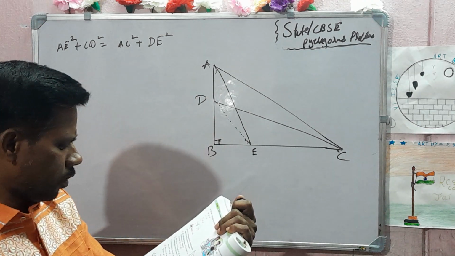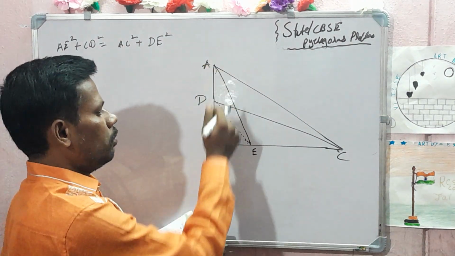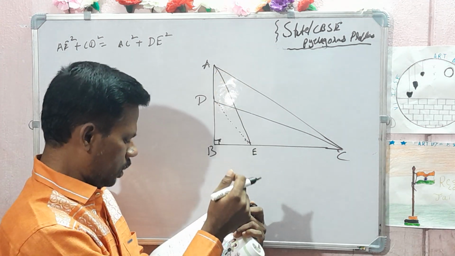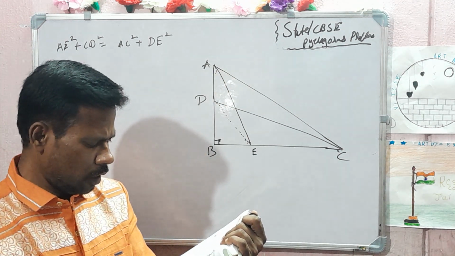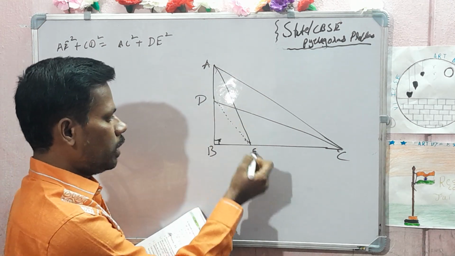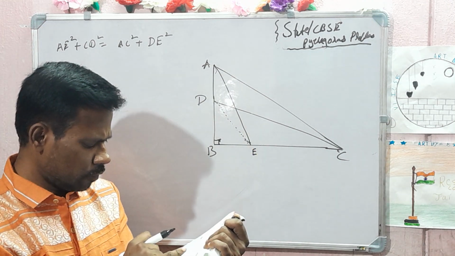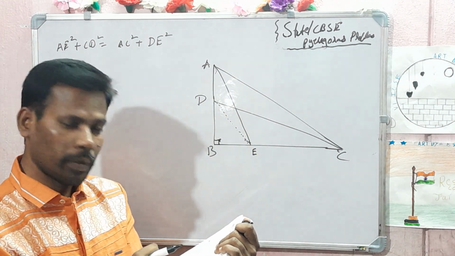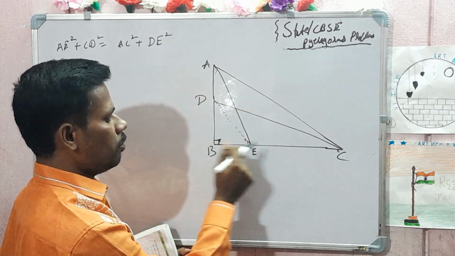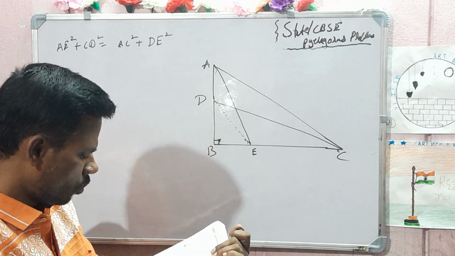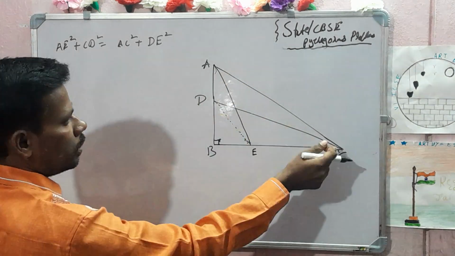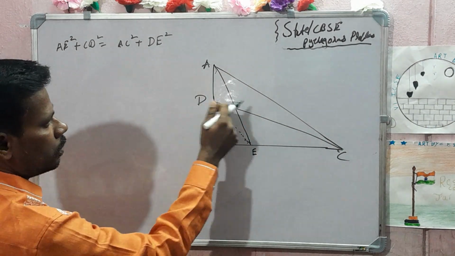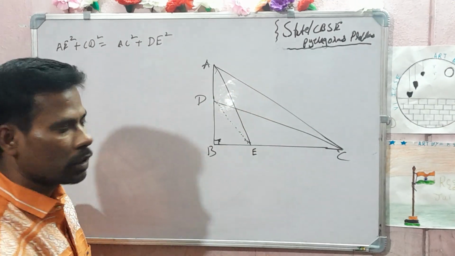ABC is a right triangle at B. Let D and E be any points on AB and BC respectively. So what you have to prove? AE square plus CD square is equal to AC square plus DE square. Something they are asking like that.